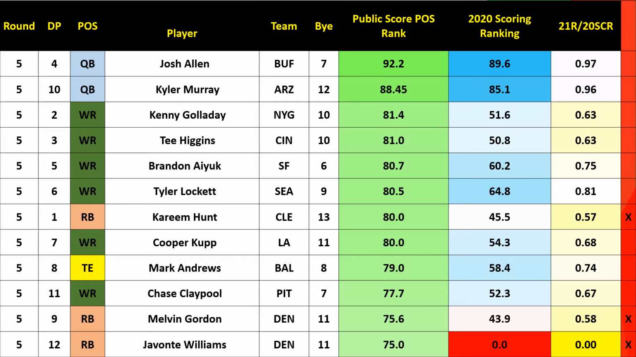So, Galladay, Higgins, Brandon Lockett. I like Lockett. Scored a lot last year, .08. So, Cup have moved. Claypool. Melvin Gordon is probably, and Hunt are the top 2. Javonte Wynn, another rookie. The problem with me and rookies is sometimes they don't crank up till mid to late season to really get into form.